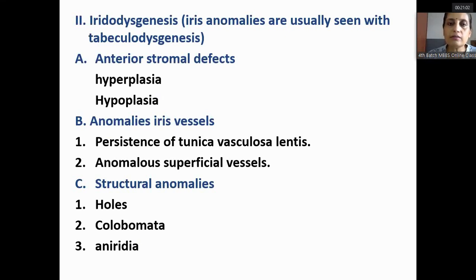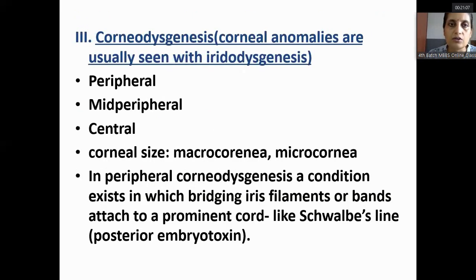It can be trabecular dysgenesis, iris dysgenesis, or corneal dysgenesis, that is, corneal anomalies are usually seen with iris dysgenesis. It can be a peripheral, mid-peripheral, or central corneal defect. Cornea size can be microcornea or macrocornea.